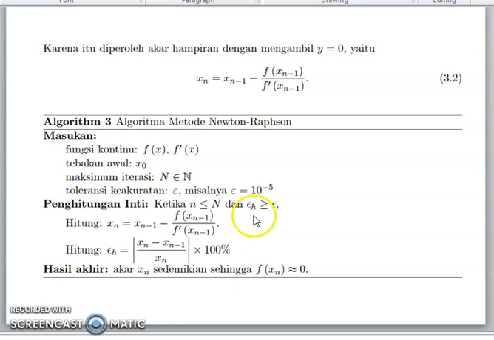Core calculation: while n is less than or equal to N and the error is greater than or equal to the tolerance, we have to compute x_n equals x_{n-1} minus and so on. You can see this formula, and the final result is the root x_n such that f(x_n) is approximately 0, right?